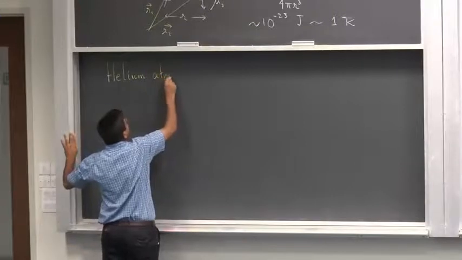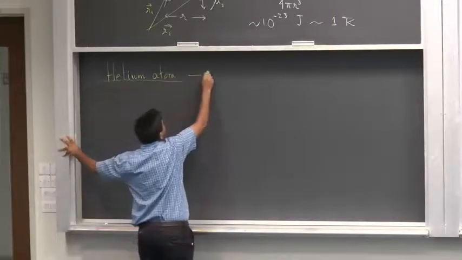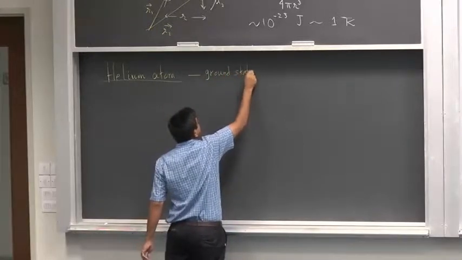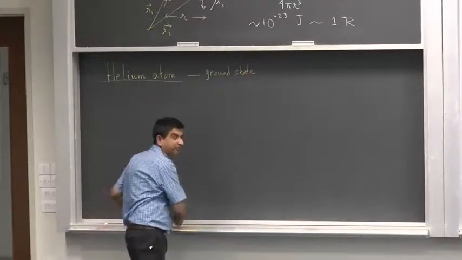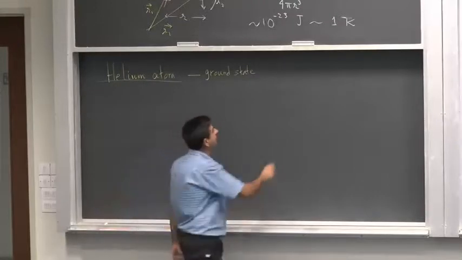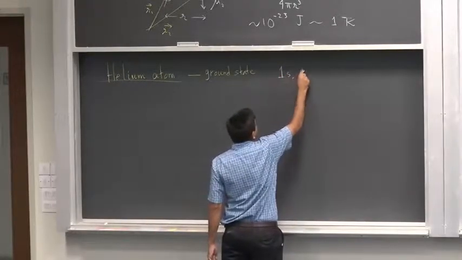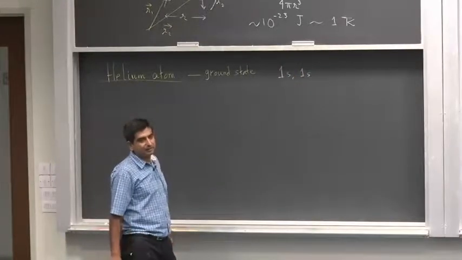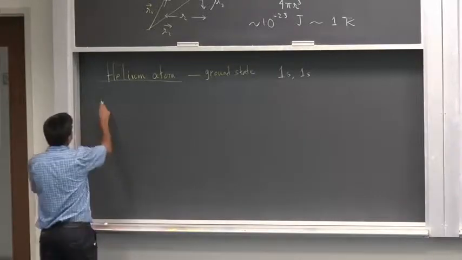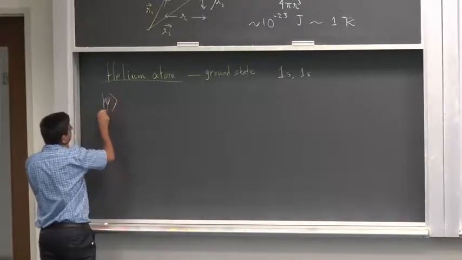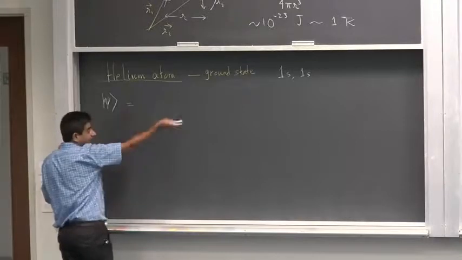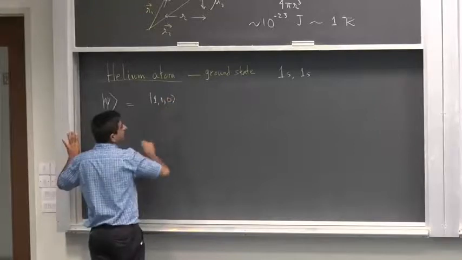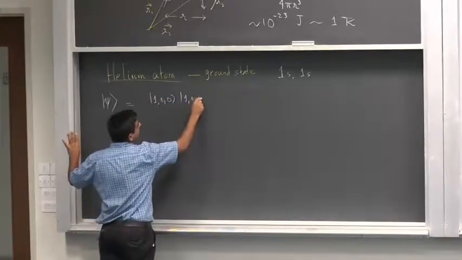So first of all, today we'll only look at the helium atom in the ground state. This means you have two electrons, both of them in the 1s orbital. So you have 1s, 1s. Both electrons are in the 1s orbital. Now the overall wave function, overall quantum state, as we've just written down, is going to be 1,0,0, 1,0,0.